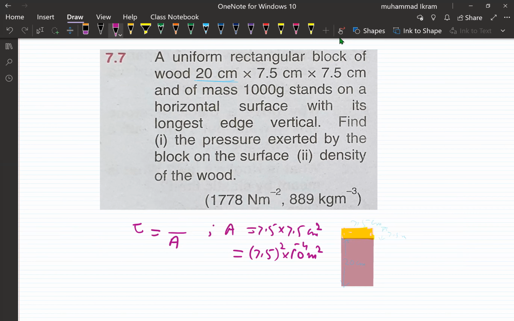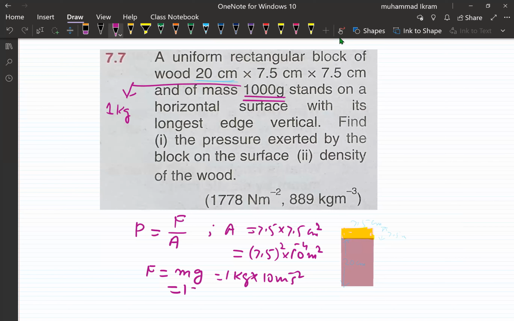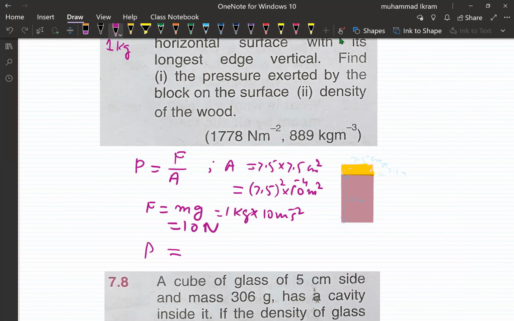Pressure is equal to force per unit area. So where is the force? Definitely, force is equal to the weight of the object. The mass is given as 1000 grams, which is 1 kg. 1 kg into 10 meter per second square is of course 10 Newton. So the rectangular block has a weight of 10 Newton. With the area, you apply the formula for pressure, and that will be your answer in Newton per meter square.